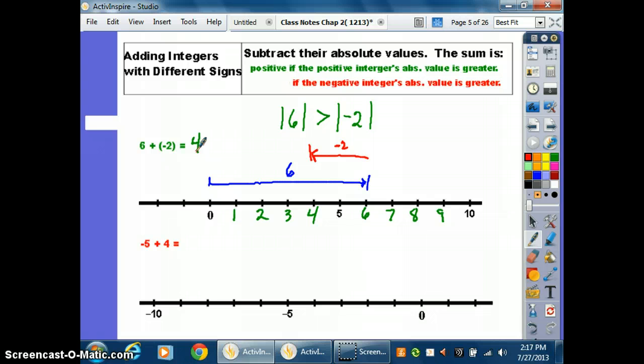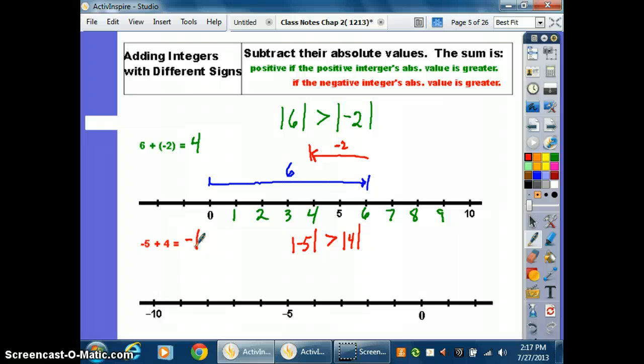The next example, negative 5 plus 4. The absolute value of negative 5 is 5, and the absolute value of 4 is 4. You can see that the negatives win. So the answer is going to be negative 1. We subtracted because the signs were different, but we had more negatives when we took the absolute value. So it was negative 1.